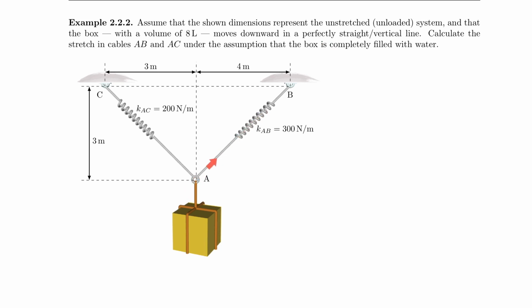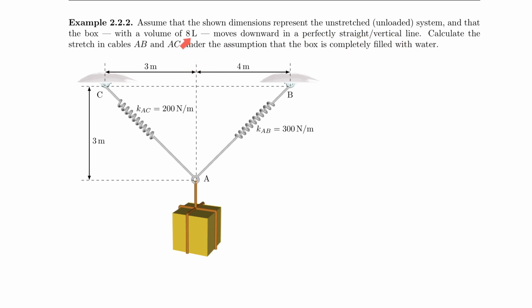This may not be true in real life because the length here is different than here, and maybe the stiffness is different here. So the stiffness, by stiffness I mean the spring constant. Therefore, it may shift a little bit to the left and to the right, but that is irrelevant to us here. We move downwards in a perfectly straight line.